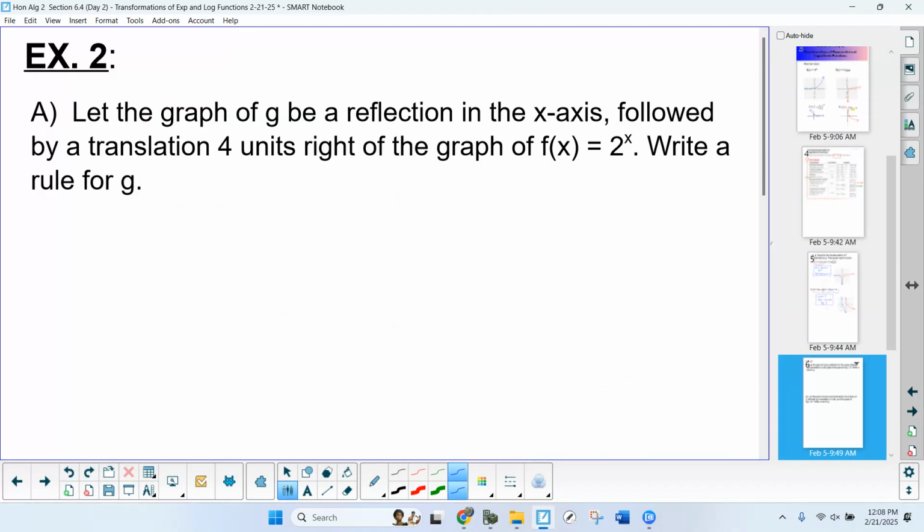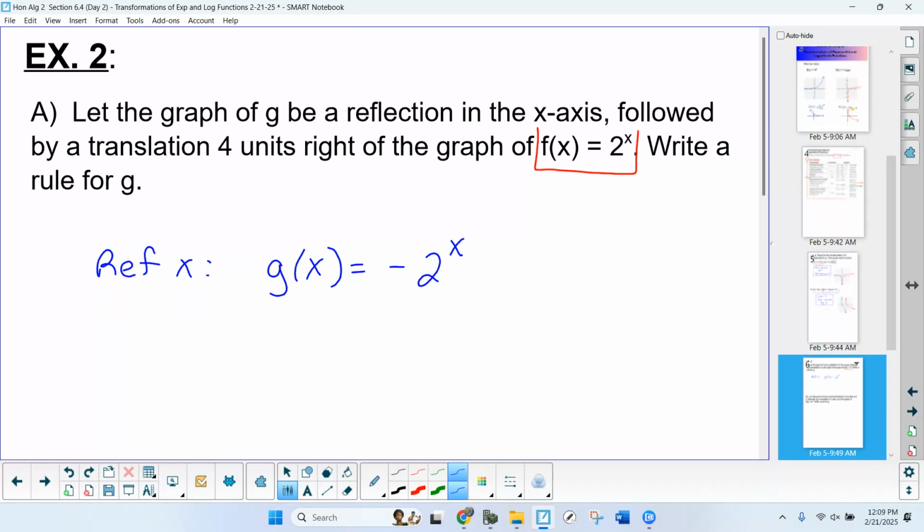Now we're going to write equations. Let G be a reflection over X followed by right 4. Here's my original graph. So the first thing they want you to do is reflect X. What do you do when you reflect X? You make Y negative. Y is the whole thing. So we just put a negative in front of what? In front of the 2 to the X. Put a negative out front. That is a reflect over the X axis because you made Y negative. Y is the whole thing.